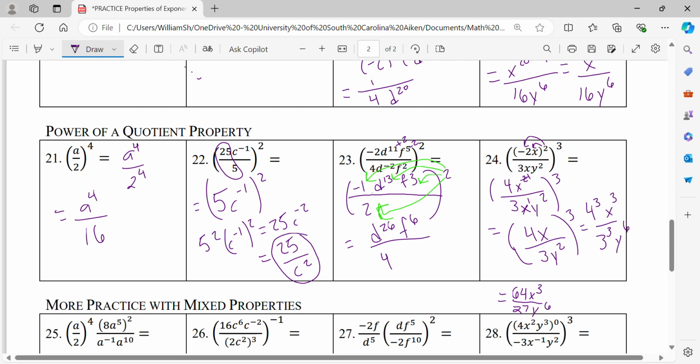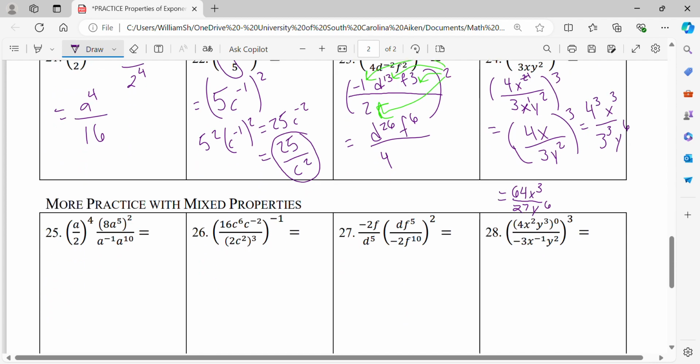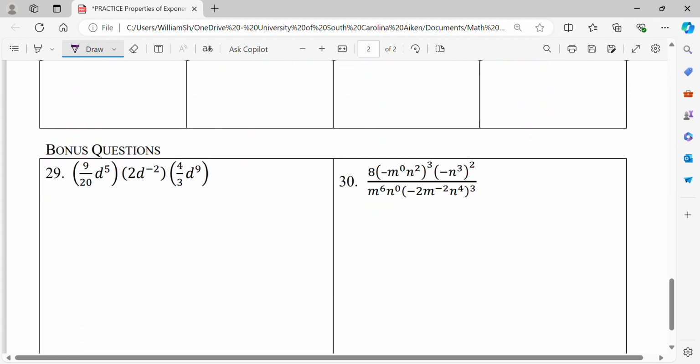Then I got to figure out what 3 to the third is. 3 times 3 is 9 times 3 is 27. Y to the sixth. And we're good to go. That's it. You do check to see if it reduces. The 64 over 27 reduce? It does not. Good to go. We are good to go.